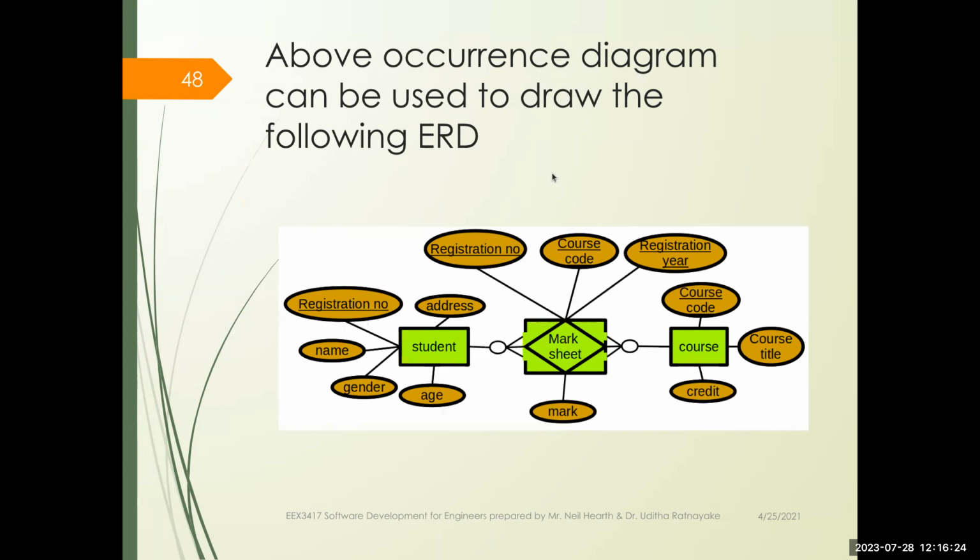For the associate entity, the attributes are the student registration number from this, the course code from this, and the registration year. Combining these three keys, we get a composite key. And the marks is the attribute.